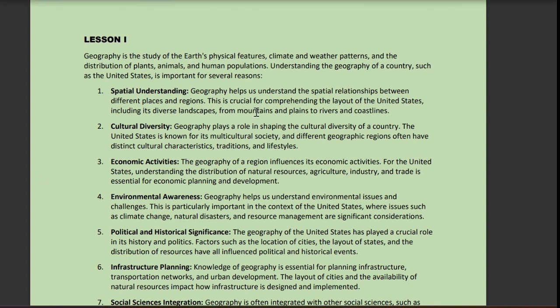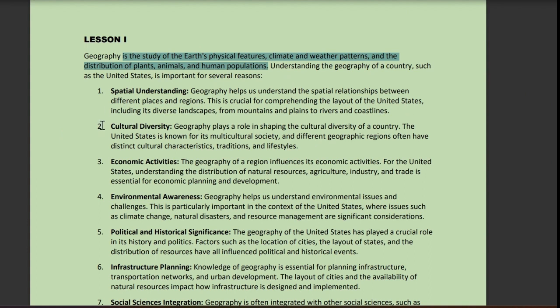So basically, it's the study of the Earth's physical features, climate and weather patterns, and distribution of plants, animals, or of course human population. So, understanding the geography of a country such as the United States is important for several reasons.